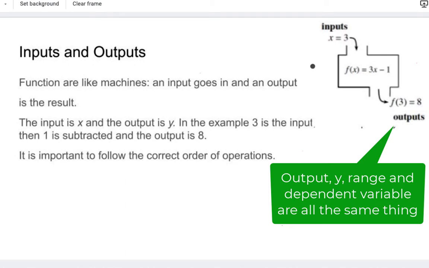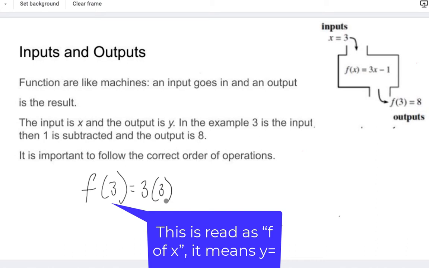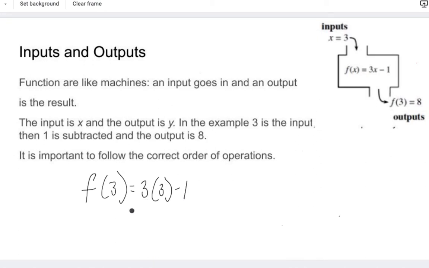So I plug in 3, so f of 3. To find out what that is, we do 3 times (3) minus 1. Then we want to use our order of operations. So we have multiplication and subtraction, so we multiply first. So 9 minus 1, so f of 3 is 8. Make sure after you substitute the value they give you in for x, that you then use order of operations.